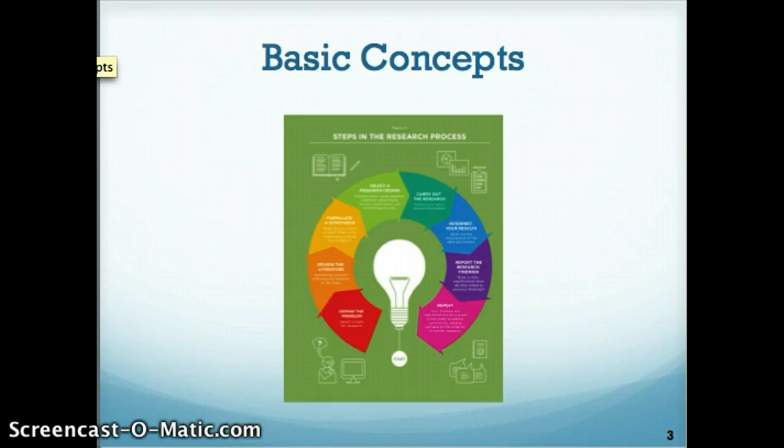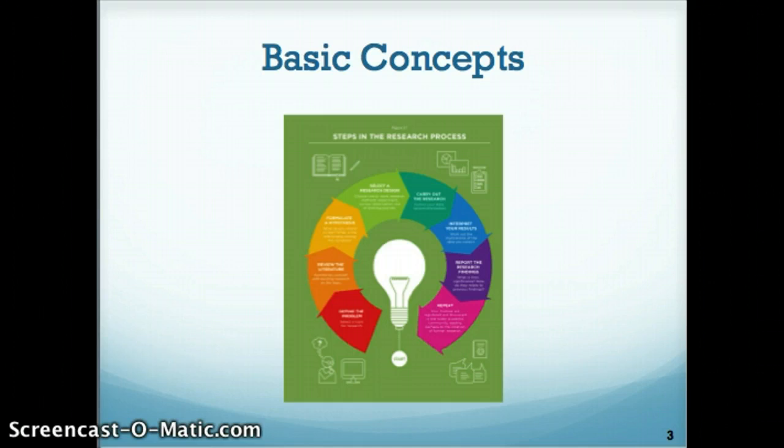So the sociologist doesn't just go out and say, well, I think I'll just observe stuff. They have basic concepts of research process that they follow. And the sociologist follows an 8-step process. We'll be asking and answering the following questions as we look at this process.